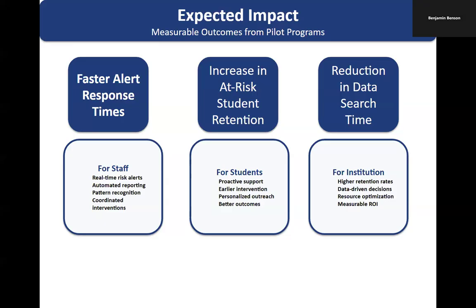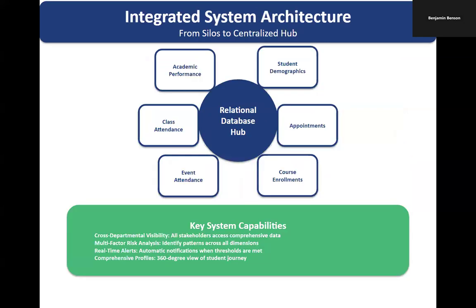And then finally, for the institution, they'd have higher retention rates. Their decision making would be much more likely to be data driven. Hopefully, resources could be optimized, and there would be a measurable return on investment. Because even from an event standpoint, we could see which events held by which departments are having the most success or most attendance. So this is essentially what it would look like.